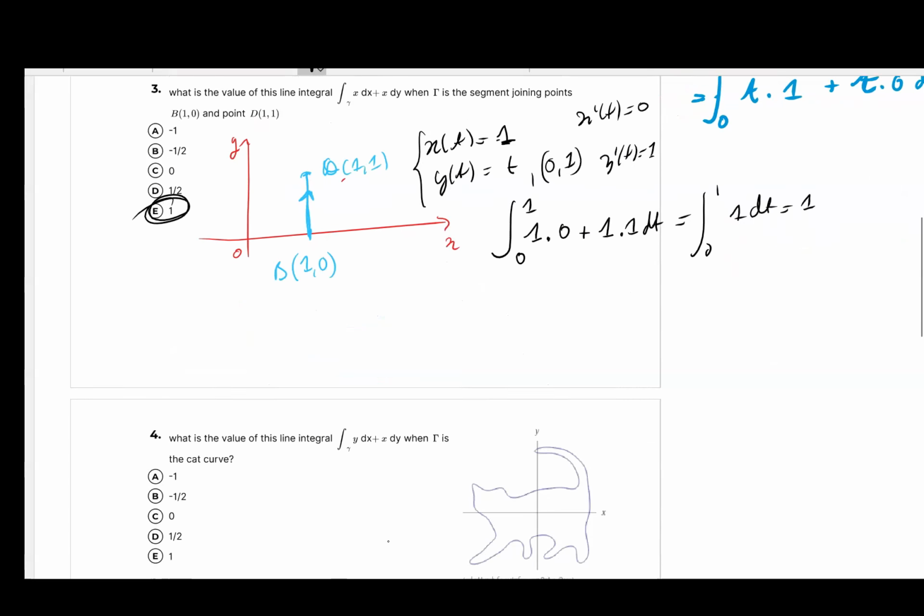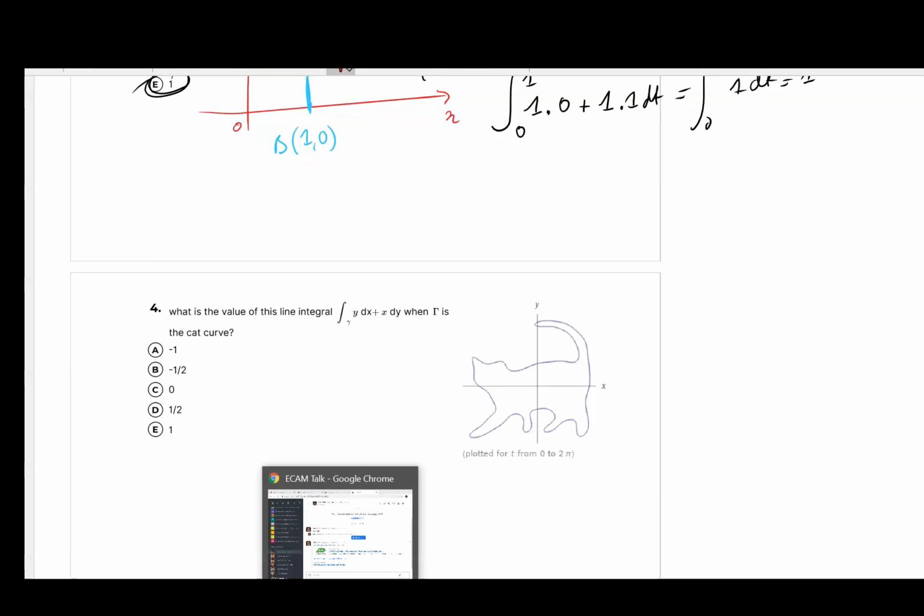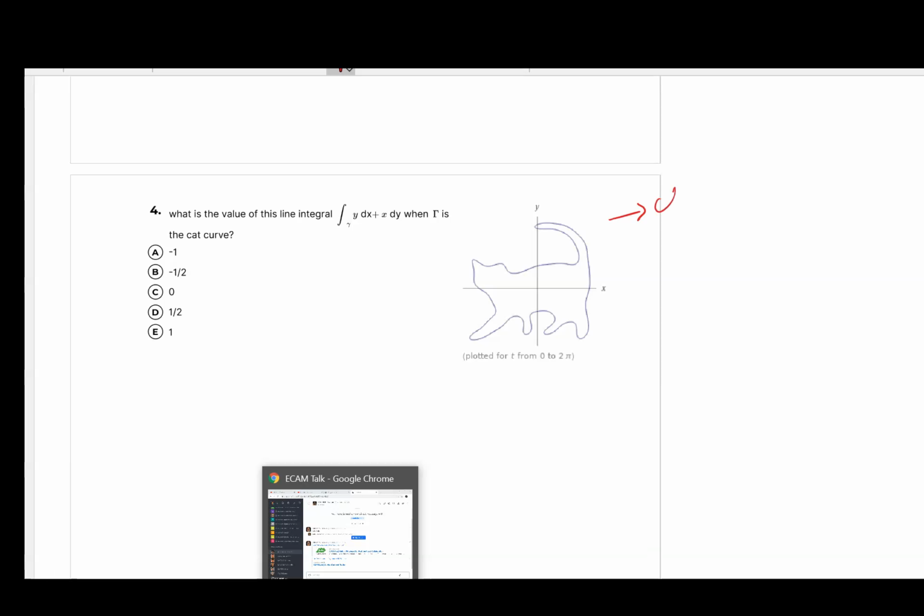Okay, and finally, I've got this nice little curve, which is a closed curve. So let me write the important things we have here. So that's a closed curve. And I've got this vector field V, which is composed of P and Q, with P equal to y and Q equal to x.